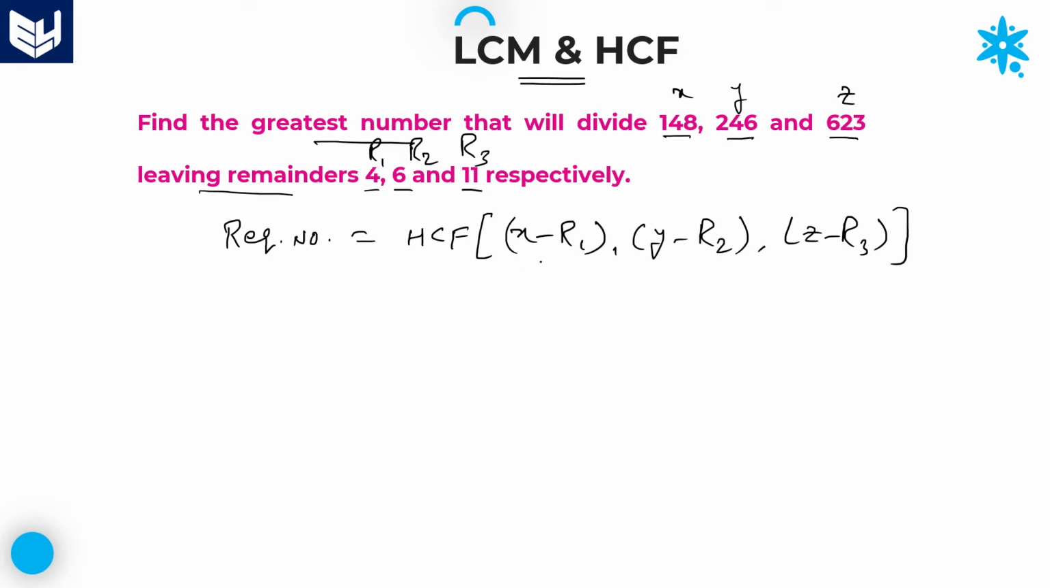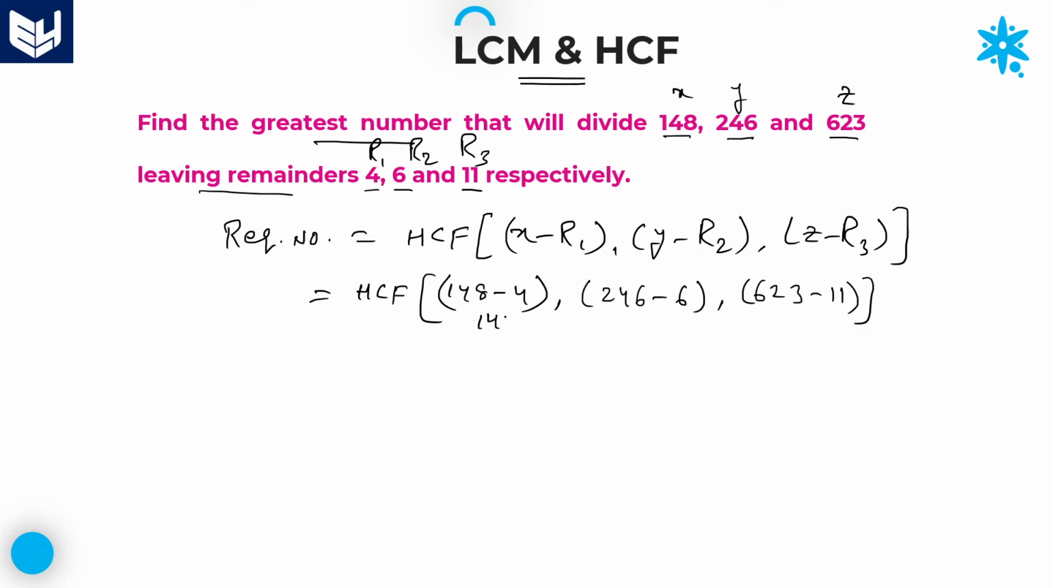Now you can substitute all the values and subtract their respective remainders. Then you can go with HCF. Here, the first number is 148 minus 4, the second one is 246 minus 6, and the third one is 623 minus 11. So the first number is 144, the second number is 240, and the third one is 612, since 623 minus 11 is 612. These are the final numbers after subtracting the remainders.